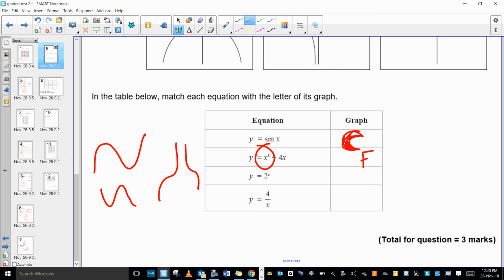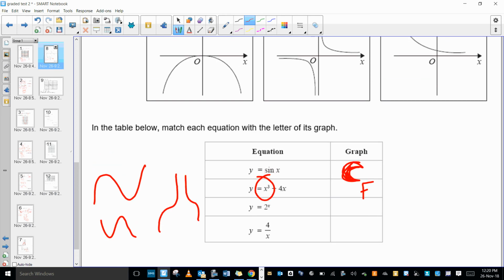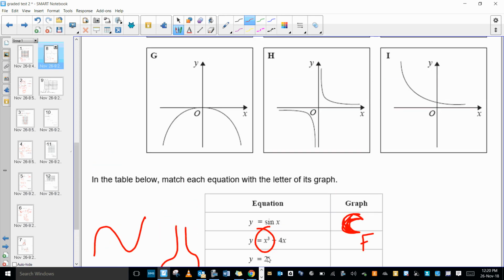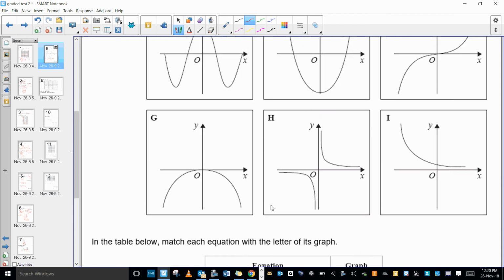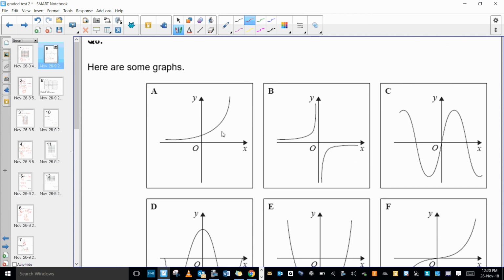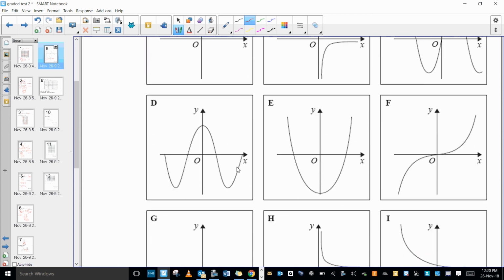2 to the power x and 4 over x. So for 2 to the power x, as your x is increasing, your power is increasing, so that must mean that it's getting bigger and bigger quite quickly. So it would be a.